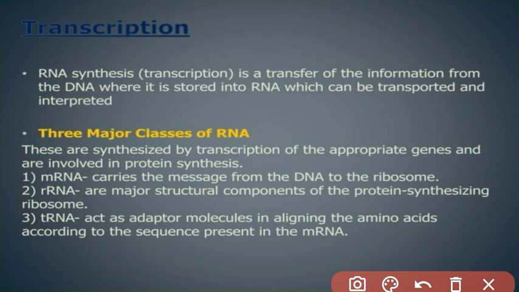Three types of RNA are there: messenger RNA, ribosomal RNA, and transfer RNA. These are synthesized by transcription of the appropriate gene and are involved in protein synthesis. The messenger RNA carries the message from DNA to the ribosome. The ribosomal RNA is a major structural component of the protein synthesizing ribosome, and the tRNA or transfer RNA acts as an adapter molecule in aligning the amino acids according to the sequence present in the mRNA.